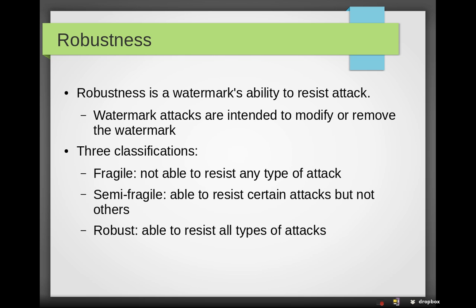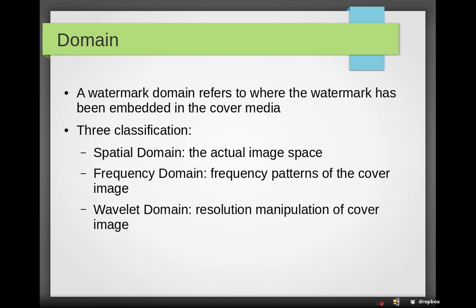There are three classifications of robustness. There are fragile watermarks, which are not able to resist any type of attack. There are semi-fragile watermarks that are able to resist certain attacks but not others. And then there are robust watermarks that are able to resist all types of attacks.